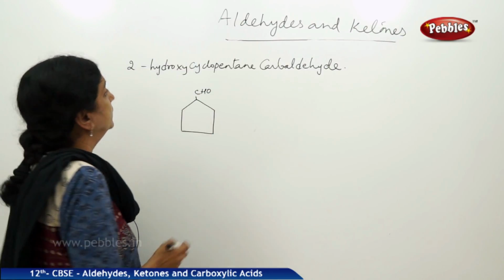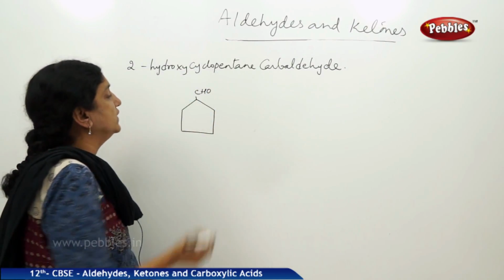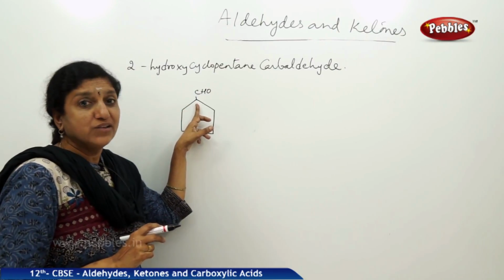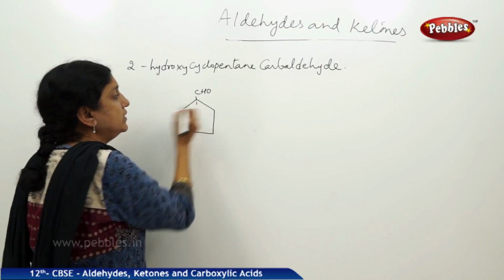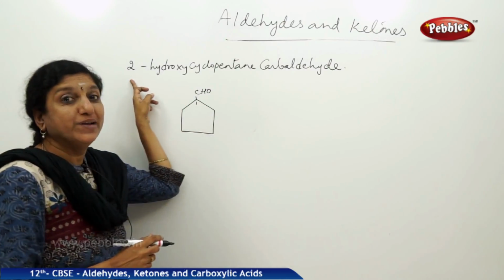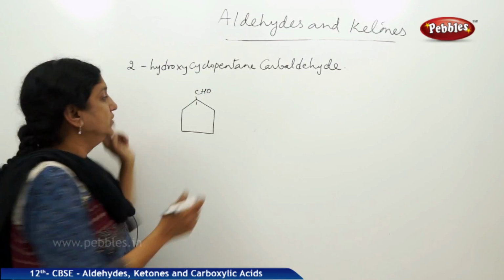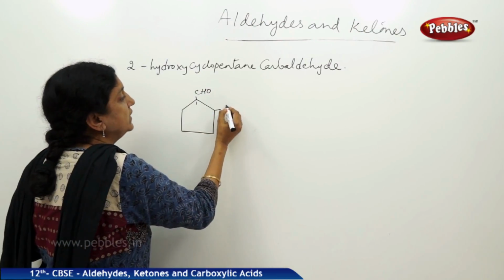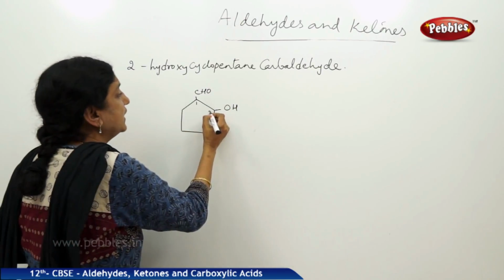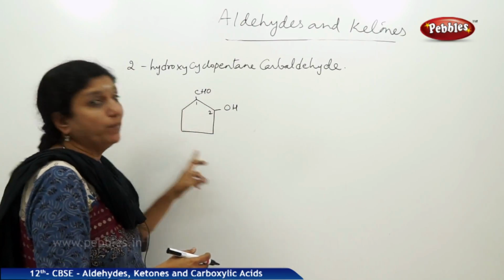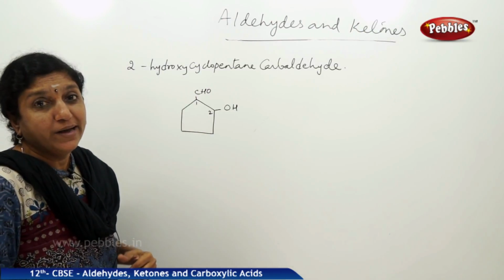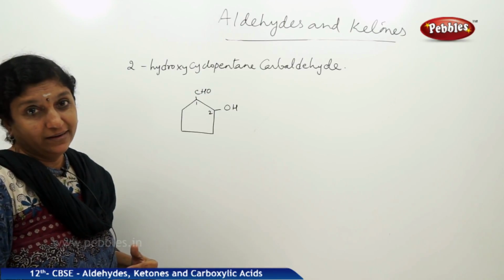Now it says 2-hydroxy. The position where the aldehyde group is attached to the ring is said to be position 1. So we want the hydroxy group to be present in the second position. So obviously it must be here. So there must be a hydroxyl group attached at the second position in the cyclopentane ring. So this must be 2-hydroxy cyclopentane carbaldehyde.